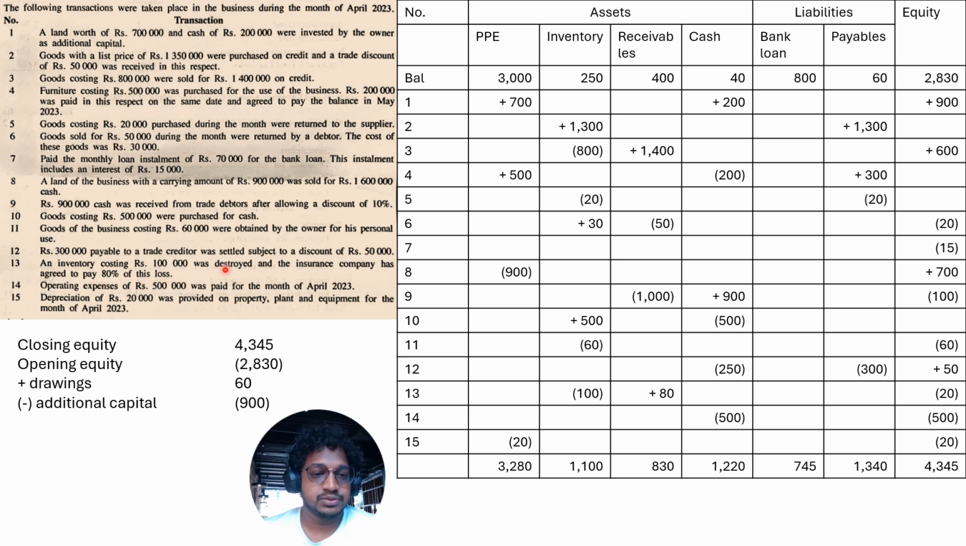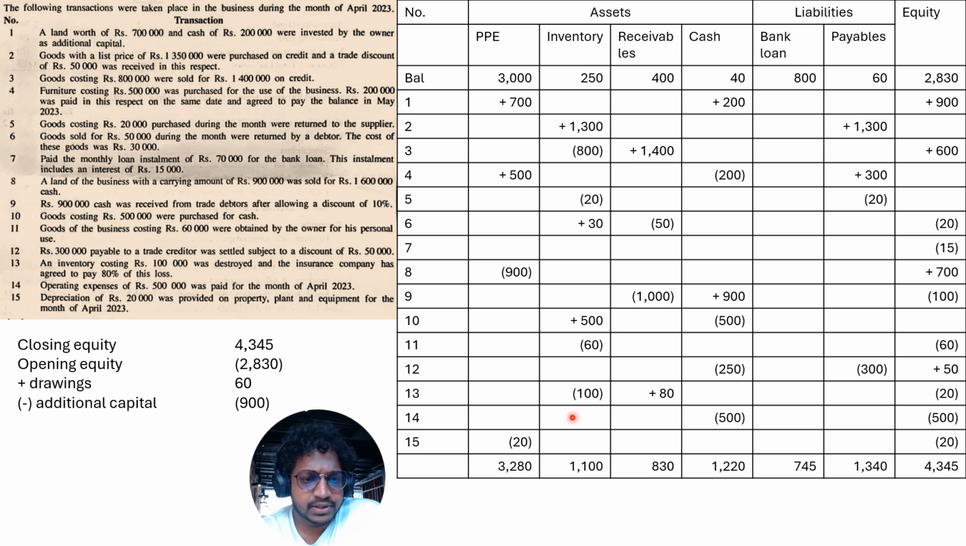13th one, inventory costing 100,000 was destroyed, and the insurance company has agreed to pay 80% of this cost. So that 80 is receivable, and stock decreases by the total 100. And what is the expense that you should bear? 20. That comes on equity, because the total loss is 100 while the insurance covers 80%. So the expense that you have to bear is 20, which you should deduct from the equity.